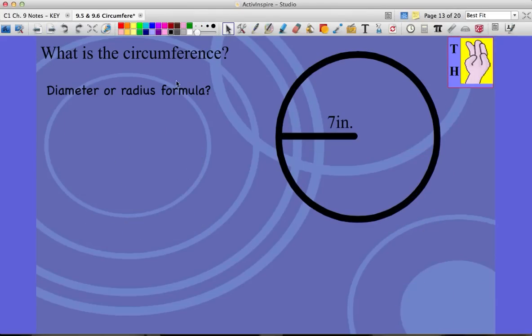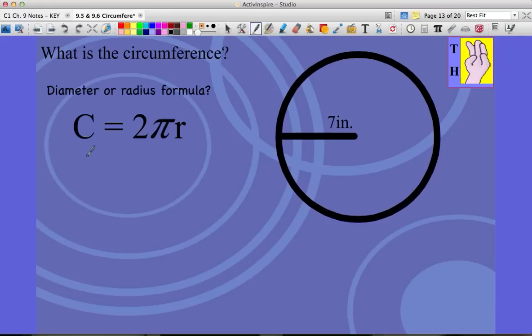This one is a different example. They gave us the radius. So I need to use the radius formula, which is C equals 2 times pi times r. Now we changed it to 2 times pi times r because a lot of people have an easier time remembering 2 pi r. Again, it's because we can move our numbers around when we multiply. It's all the same. 2 times r times pi is going to be the same thing as 2 times pi times r.